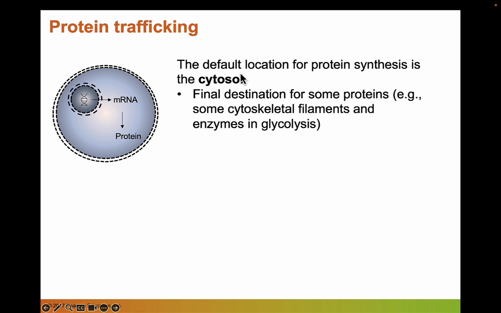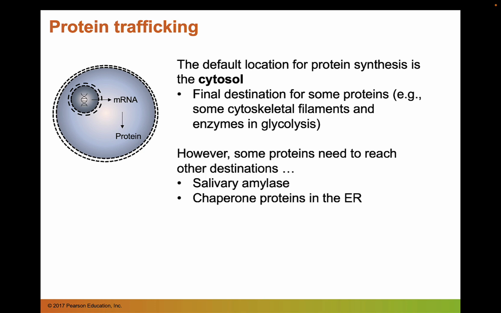Some proteins are in fact made in the cytosol, and these include proteins like the cytoskeletal filaments actin and tubulin, and enzymes that are used in glycolysis. However, other proteins need to reach different destinations. And so we've talked about some examples in class. I'm showing you 2 here.